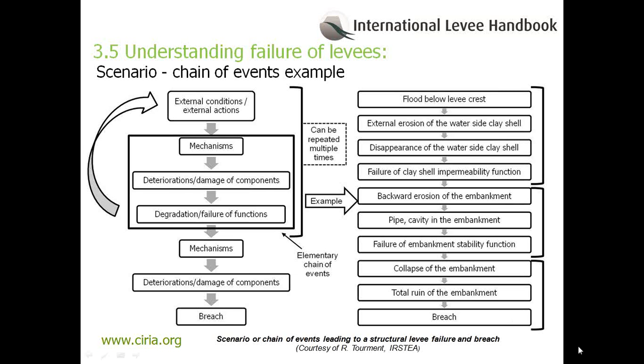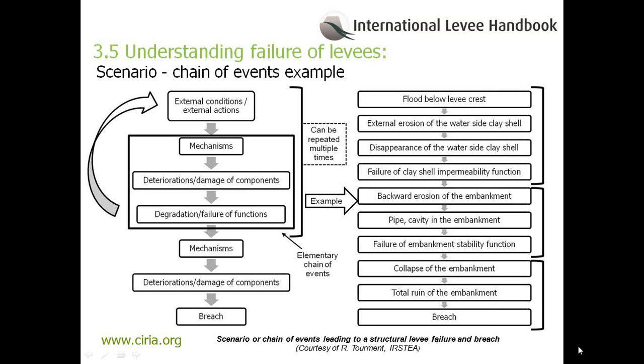And note that the elementary chain of events in this left diagram may reoccur many times before there is an extensive damage which eventually causes breach. Also note that one mechanism of deterioration and damage acting on one component of the levee can also trigger another mechanism in what we would term a domino effect, while two different mechanisms could also develop in parallel.